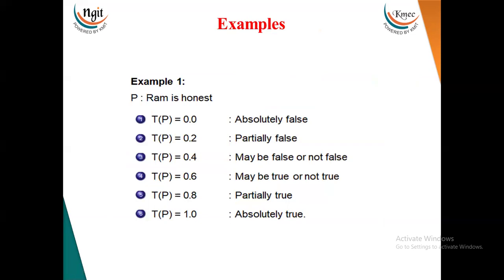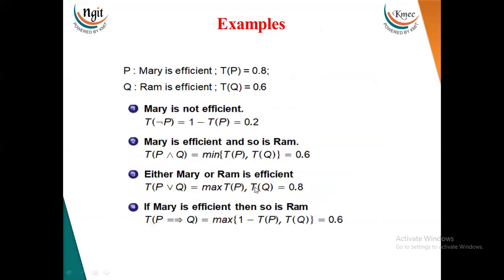Now let's see one example. I'm taking Ram is honest. If it is 0, I'm taking it as absolutely false. Partially false means it is 0.2. Maybe false or not false, it is 0.6. So we are assuming some values for this particular honest, whether Ram is honest or not. According to this, the linguistic variable for Mary is efficient is T of P equal to 0.8 and T of Q equal to 0.6.